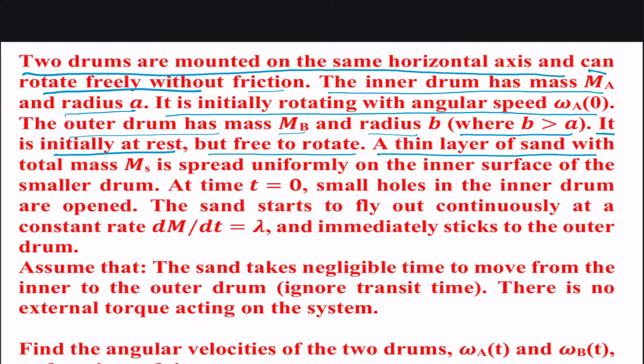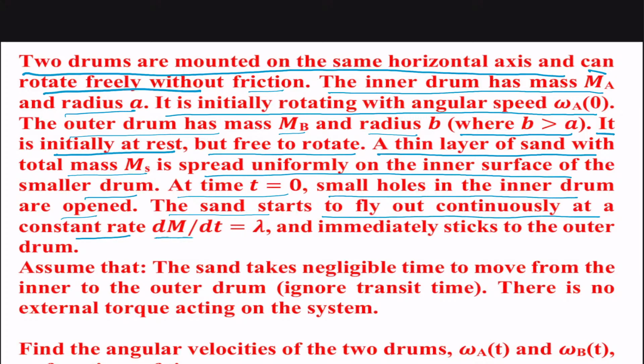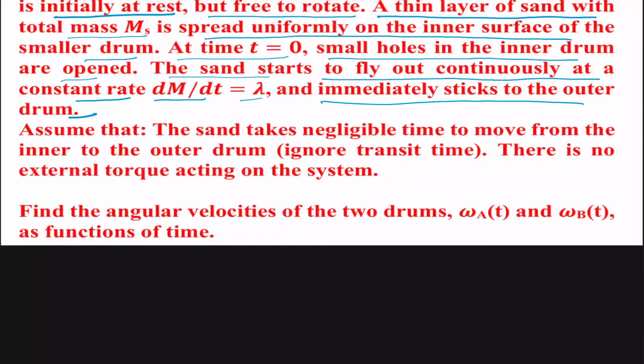A thin layer of sand with a total mass ms is spread uniformly on the inner surface of the smaller drum. At time t equal to 0, small holes in the inner drum are opened. The sand starts to fly out continuously at a constant rate of dm by dt, which is given as lambda, and immediately sticks to the outer drum. Assume that the sand takes negligible time to move from the inner to the outer drum. Ignore the transit time. There is no external torque acting on the system.